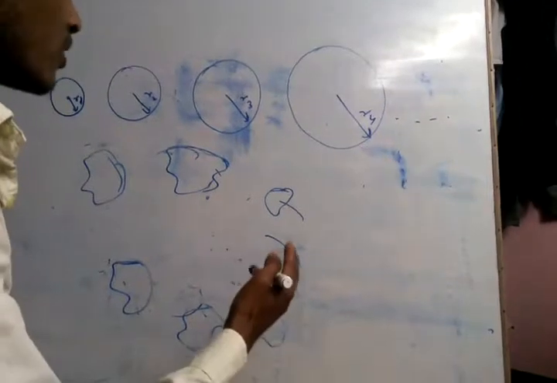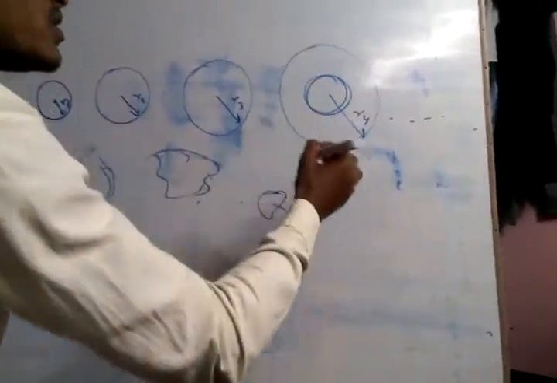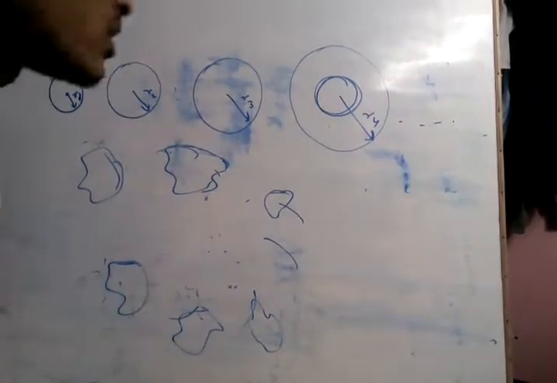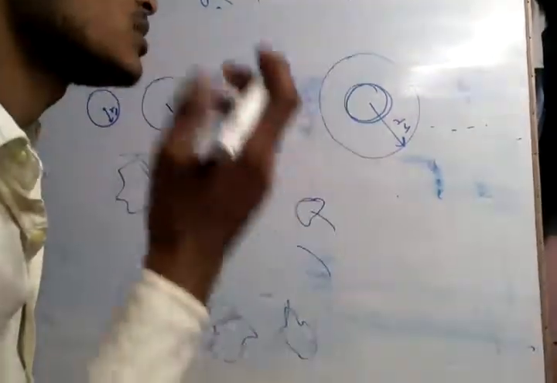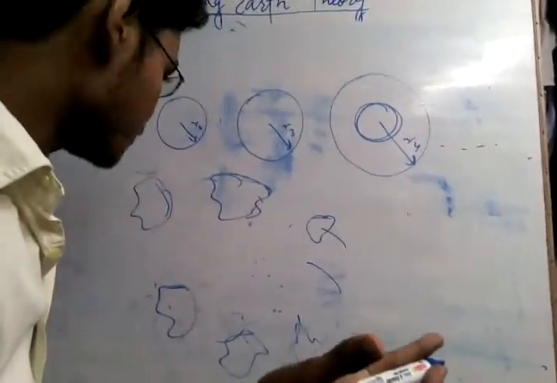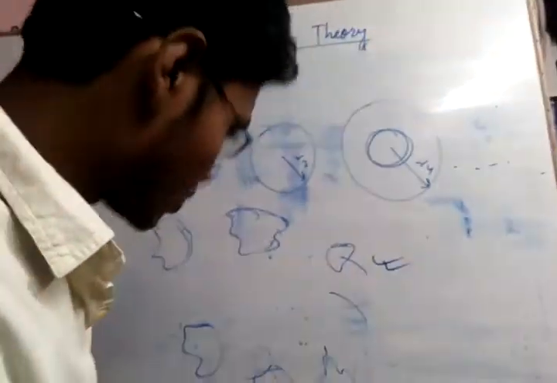Okay, once the pressure of earth reaches its limit, it will be destroyed. This will be the end of earth. So this theory completely explains the expanding earth theory, right? Okay, thank you.